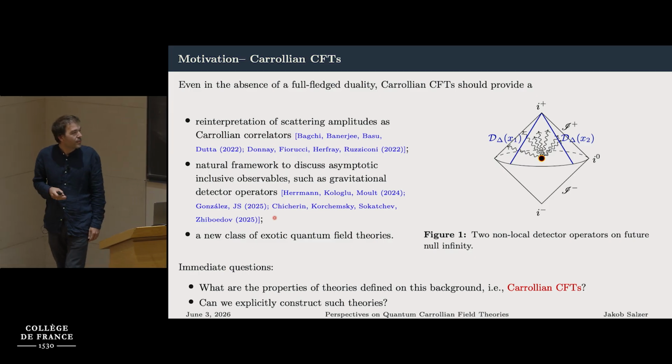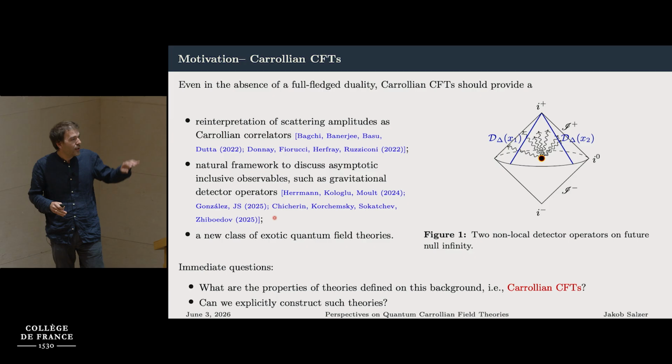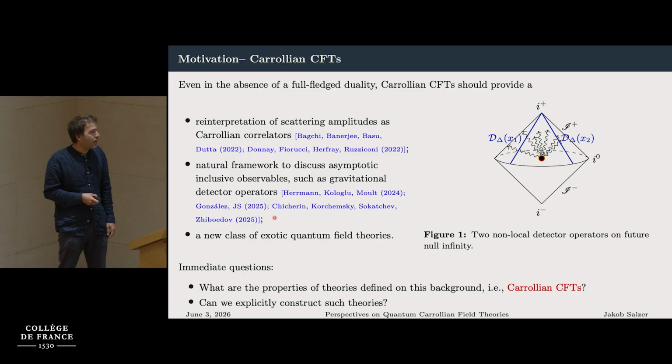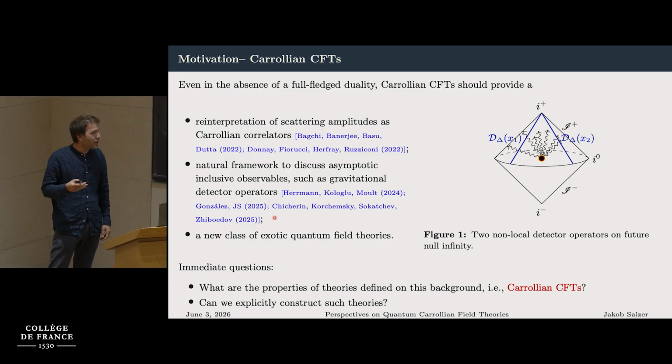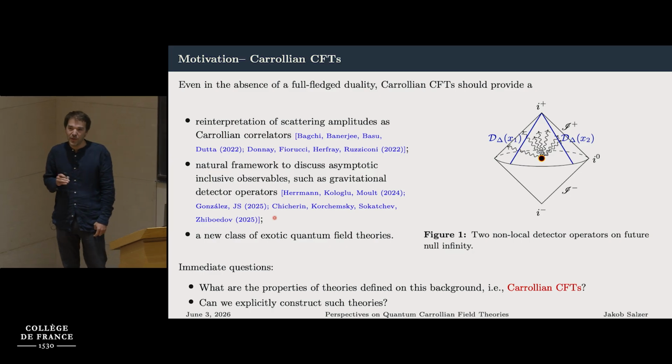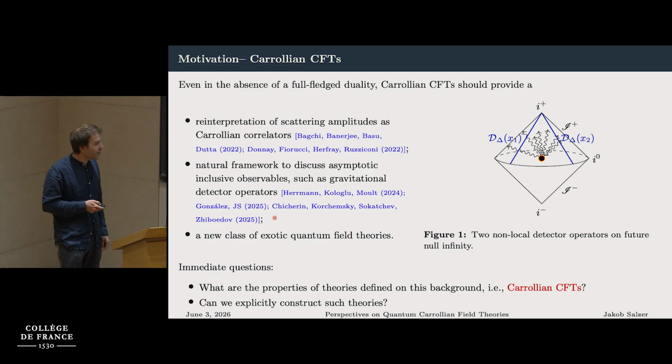So some immediate questions. What are the properties of theories defined on this conformal Carrollian background? So what are the properties of Carrollian CFTs? I will answer this in a moment, or I will try to answer this. And then the second question is, can we explicitly construct such theories? And this is a bit more tricky. In fact, we don't have a good example at the moment.